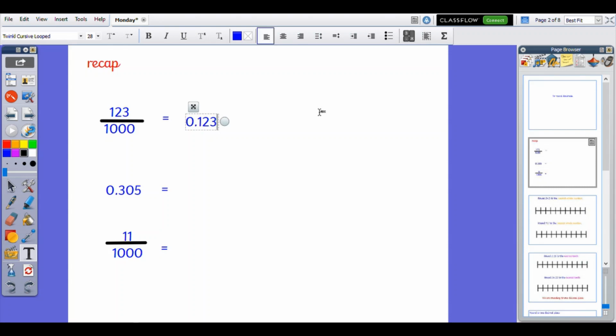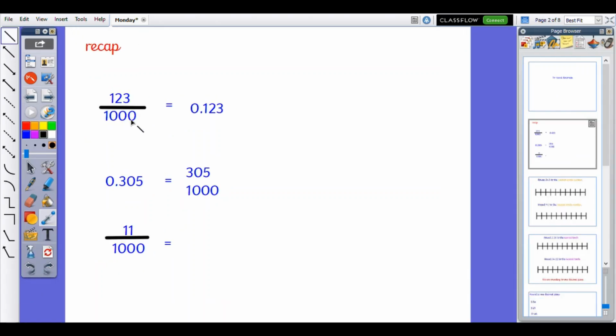0.123. Okay, so it's showing me that I've got 1/10, 200ths, and 3,000ths. Okay, and then this time it says 0.305. So I would have 305 over 1,000 because it's showing me that I have thousandths. If I didn't have those thousandths there, it would be over 10 or 100. Let's make that into a fraction.